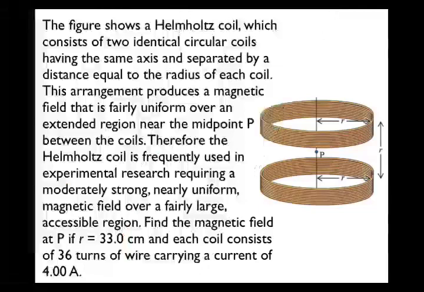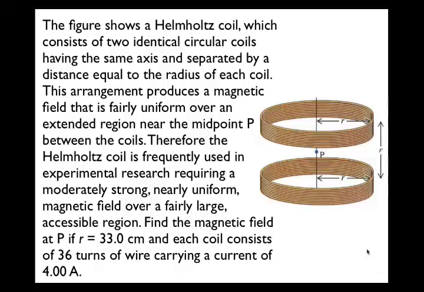So this figure shows a Helmholtz coil, which is what you used in the lab when you turned on those coils and deflected the electron beam in a circle. A Helmholtz coil is two identical circular coils that have the same axis, and they're separated by a distance equal to the radius of each coil. This produces a magnetic field that's pretty uniform over the region inside those coils, and so we use this a lot when we need uniform magnetic fields in experimental research.